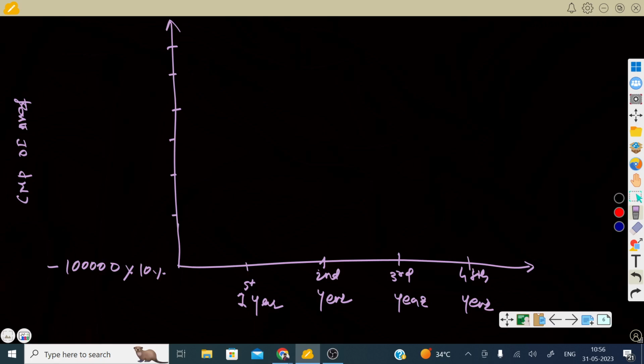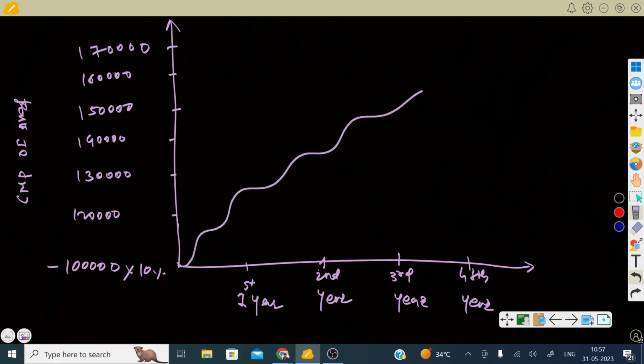So first year investment reached at 120, 130, 140, and 160, 170. Price of investment.